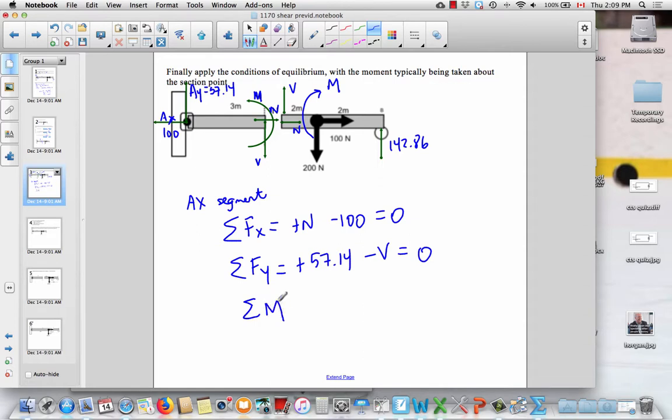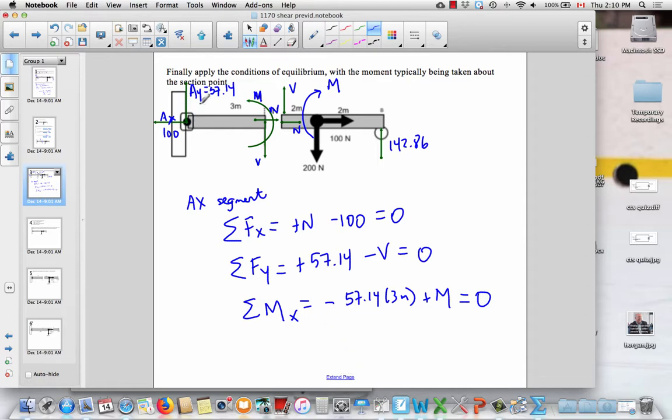Then let's take moments. You could take moments about any point, but it's conventional to take it about the point where you've made the slice, about the point X, because then you don't have to worry about moments of N and V. So about this point, the only thing that gives you a moment will be the Y component, and using the usual coordinate system, that will be an into-the-page or negative Z moment. So that's the AY force, the 57.14 newtons, and it's 3 meters from that point X. Now, what is balancing that out? Well, that is this reaction moment, this internal bending moment. So those are the conditions for equilibrium.